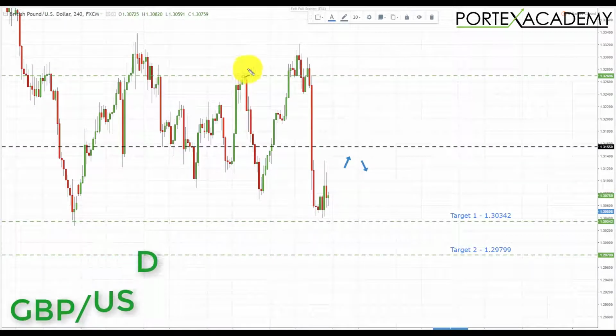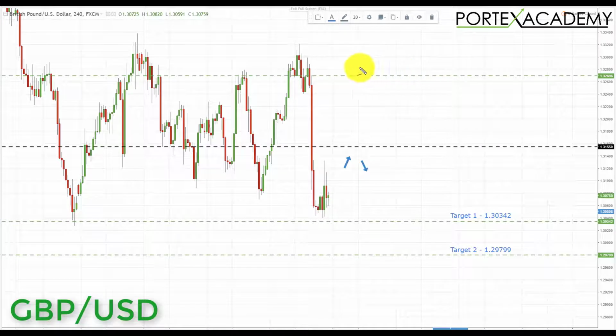The next pair we're going to look at is the pound dollar. Last week we had a big sell-off after the Bank of England interest rate decision and press conference from the key area of resistance at 1.32696. As a result, we're looking for further declines in the pound US dollar going into next week.